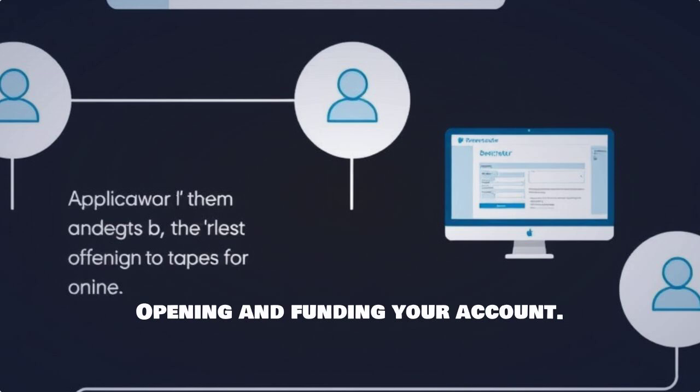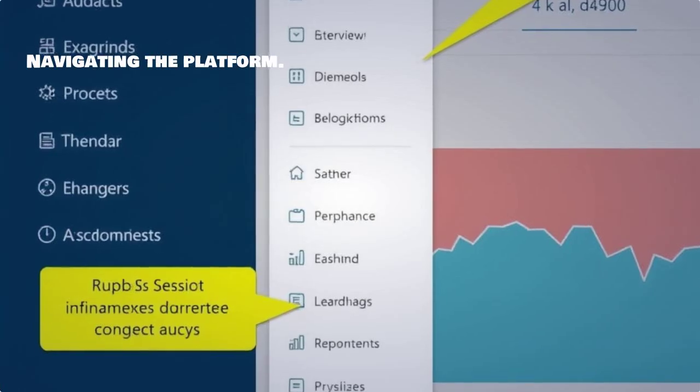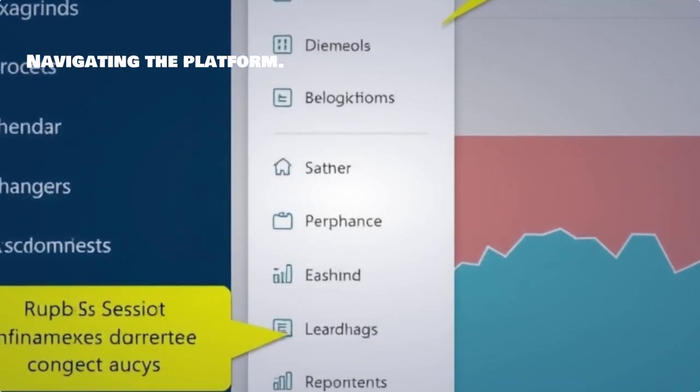Start by visiting the Barclays Smart Investor website and follow the prompts to create your account. Once you're logged in, you'll be greeted by a user-friendly dashboard. Here's where you can view your portfolio and access various features.